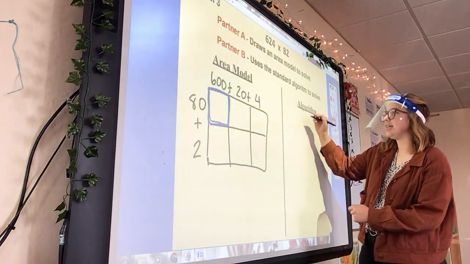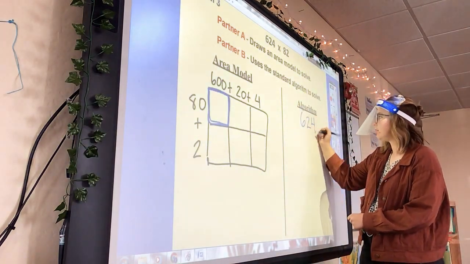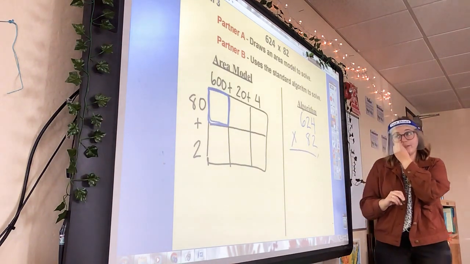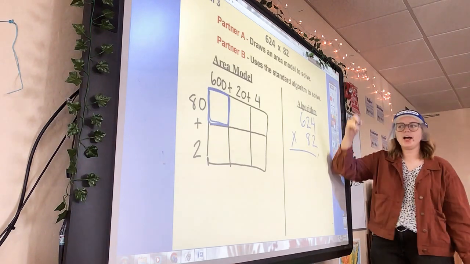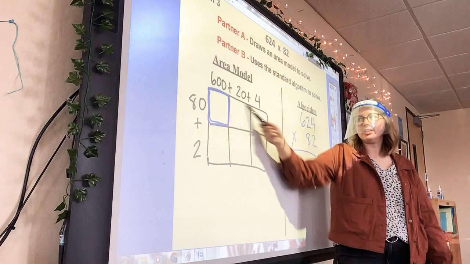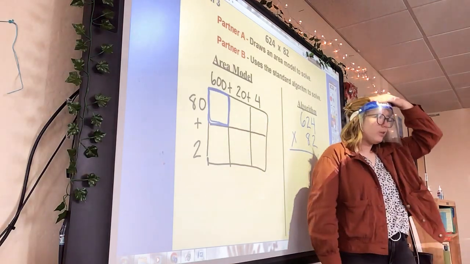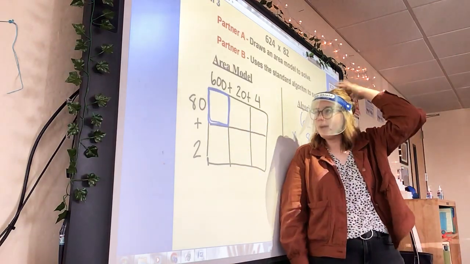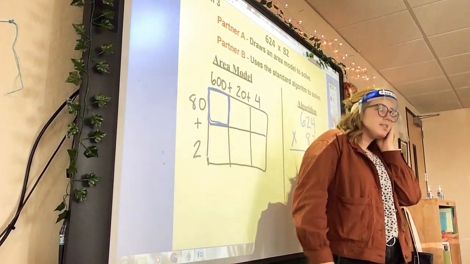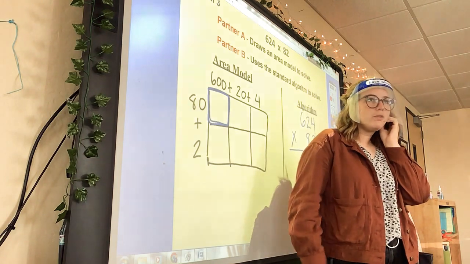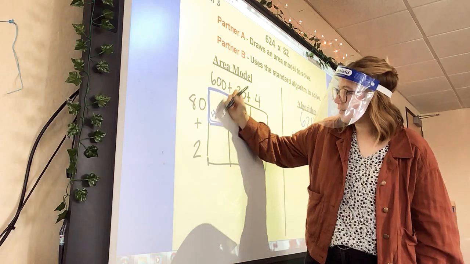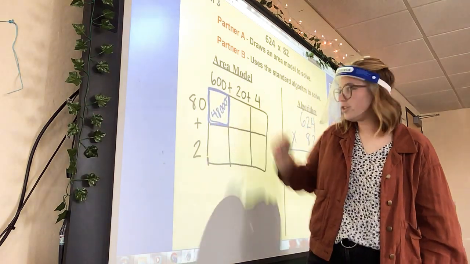So if you wanted to keep the same colors, you could write or outline in your first color, this row, and then your second color, this row. That's up to you though. You don't have to do that, you can just do it with pencil. Okay? Anyway, 600 times 80. What's 6 times 8, friends? 48, okay? 48, and then we have 3 zeros. So you should have 48,000.